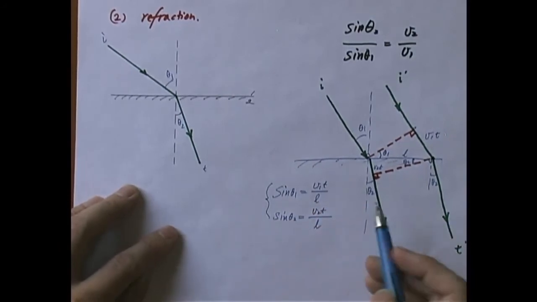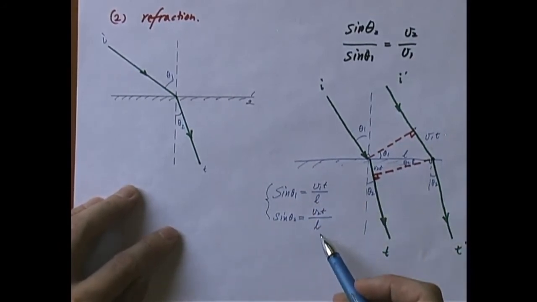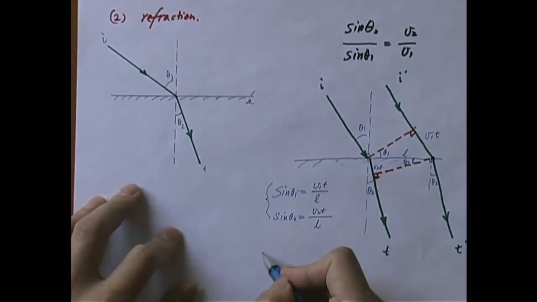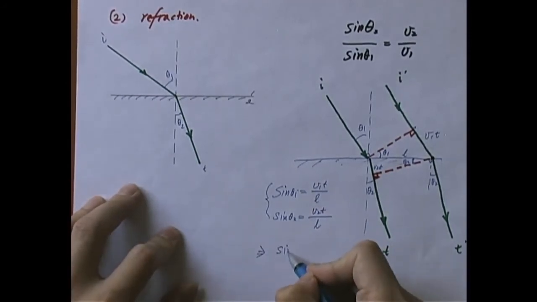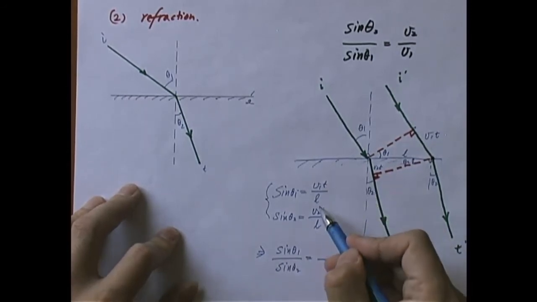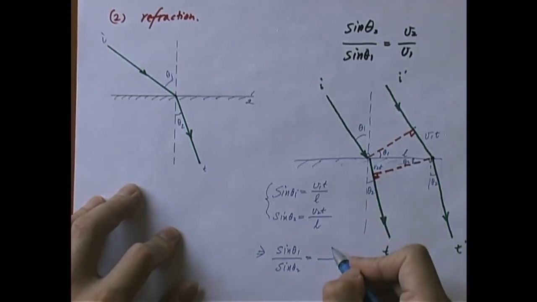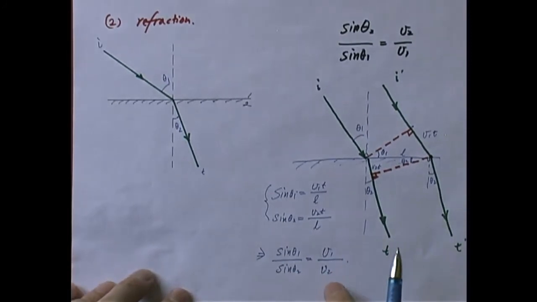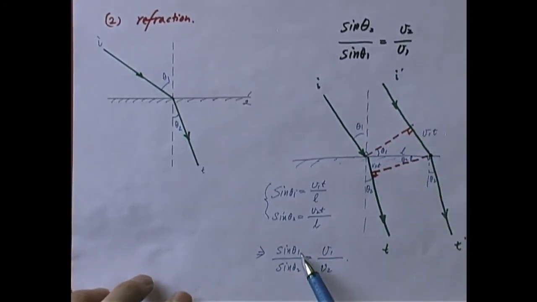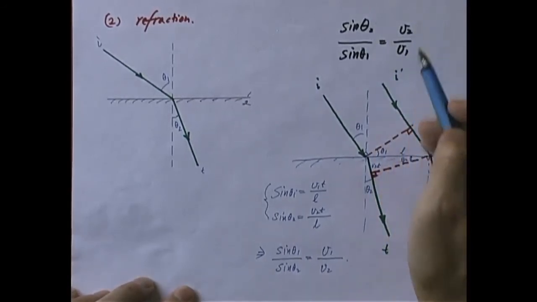Okay, I can get rid of t and L in one gulp. The way I do that is take this equation divided by the next equation, and what do I get? I get sine theta 1 over sine theta 2. What is that equal to now? v1t over L divided by v2t over L. That is, as you know, v1 over v2. So sine theta 1 over sine theta 2 equals v1 over v2, or sine theta 2 over sine theta 1 is equal to v2 over v1.